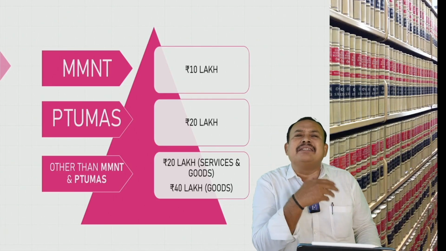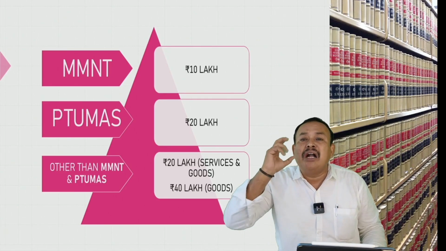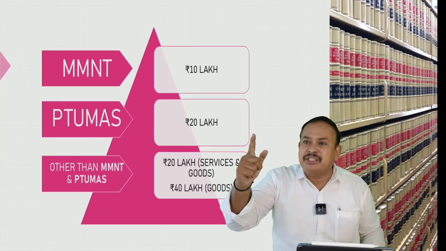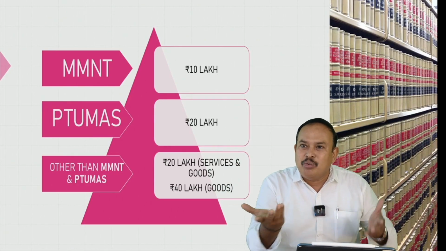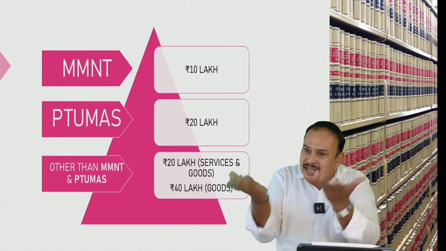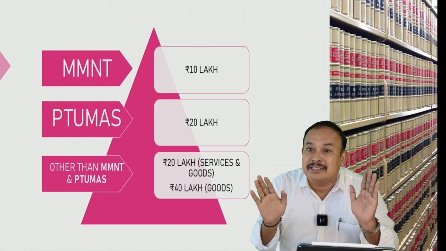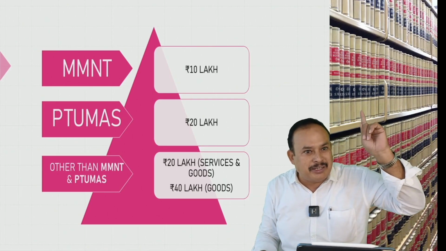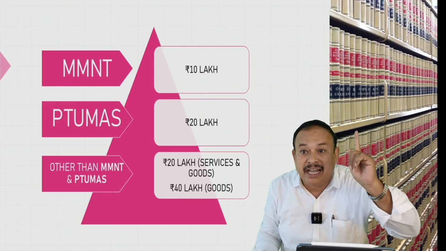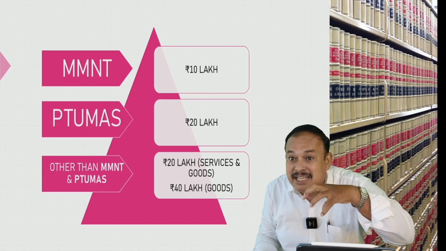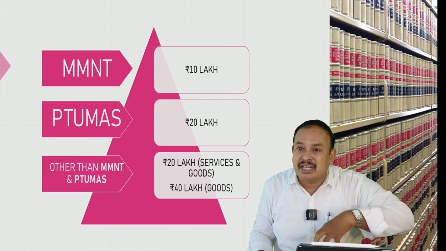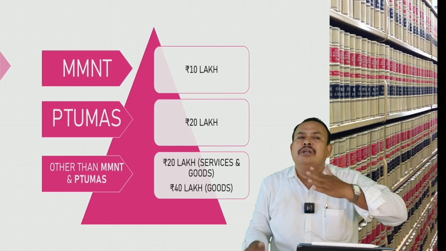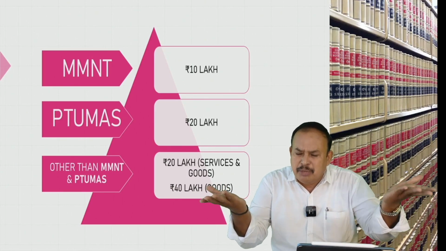Why should I consider it for my aggregate? Aggregate turnover of goods and services. What is not goods? What is not service? I should not consider it. So the highlightable point here is what? Sale of land. Land is neither goods nor service. That alone should not be considered.